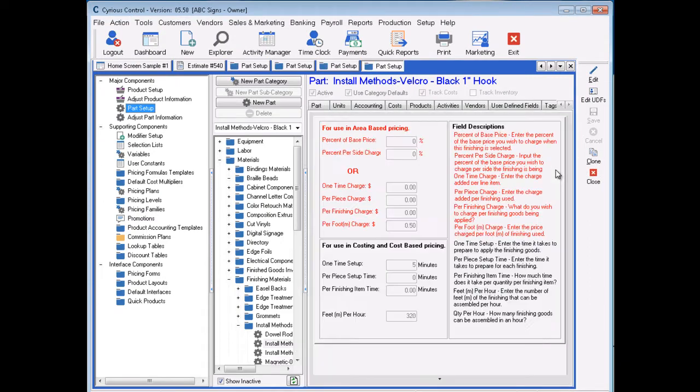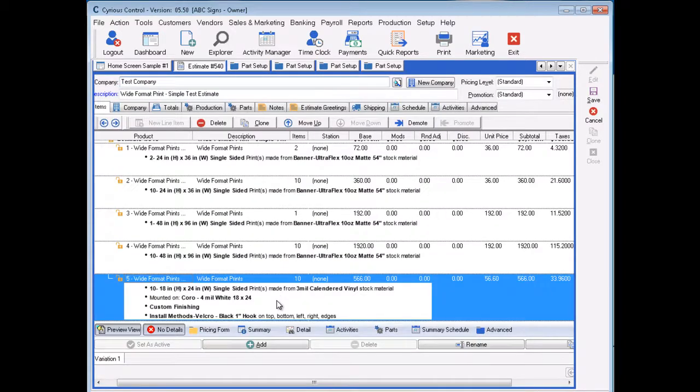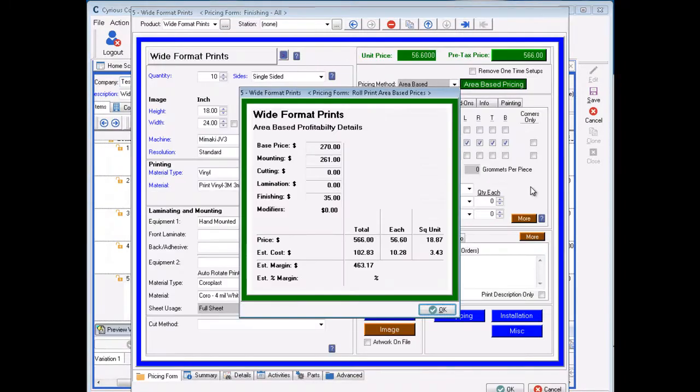If we look at the finishing tab, in this scenario, it's charging 50 cents per foot. I could say it's a certain percentage of the base, a one-time charge, a per piece, or per finishing, which would mean like per grommet, per foot. Since this is a per foot calculation, it's charging 50 cents per perimeter foot for Velcro. Hence, when I look at my estimate and pull that sign up and look at my area-based price, that would be 50 cents per perimeter foot.